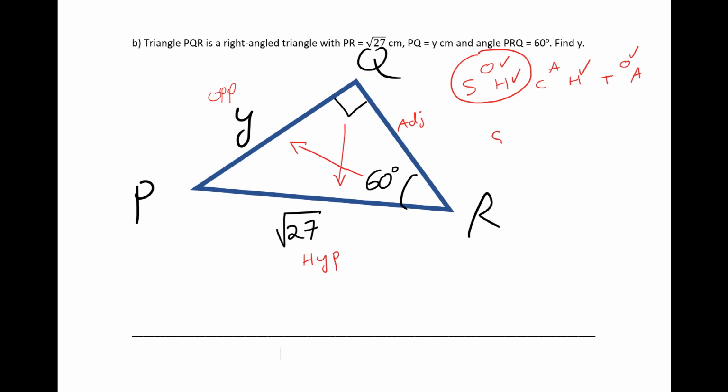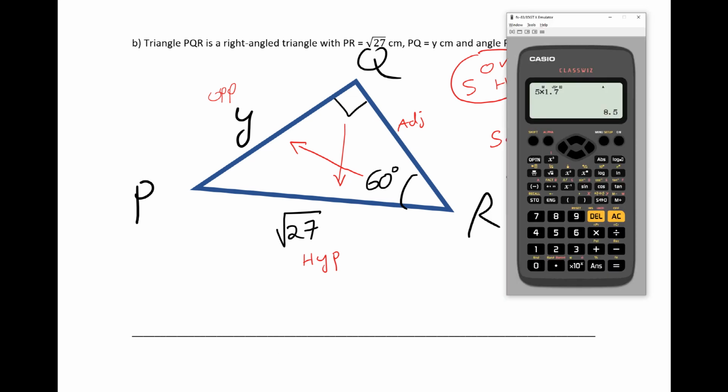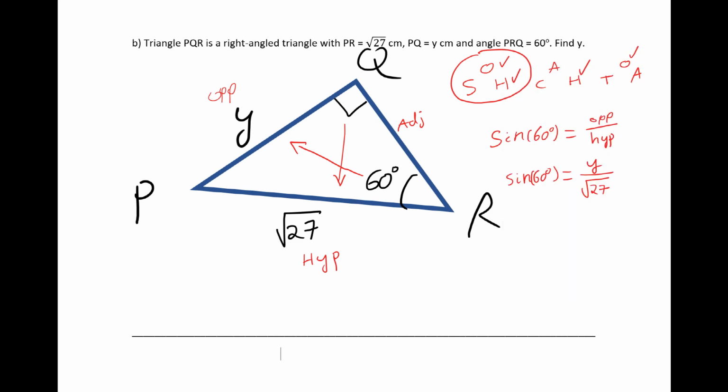We want to find y, so I'm going to write down sine of 60 degrees is equal to the opposite over the hypotenuse. So I can say sine of 60 degrees is equal to the opposite, which is y, over the hypotenuse, which is root 27. Now, sine of 60 is equal to the square root of 3 divided by 2. Just to show that to you if you're not sure, sine 60 is root 3 over 2. So I can say root 3 over 2 is equal to y over root 27.